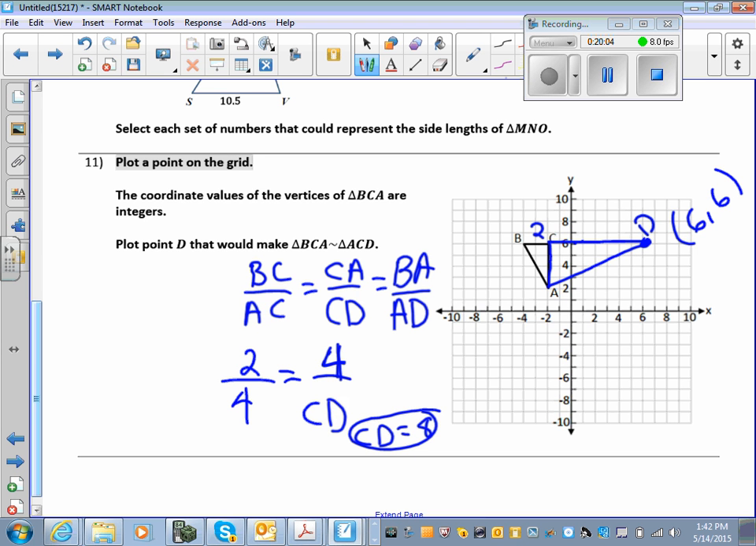It takes a little bit more thinking. It's not like you can clearly see it. You have to do the ratio, and you have to do the scale factor of CA over CD. It's 4 over something. We don't know what that is. But if it needs to be similar to this one, 2 times 2 gives you 4. So 4 times 2 has to be 8. So that's what you have to pick. This is where it gets a little bit more difficult.